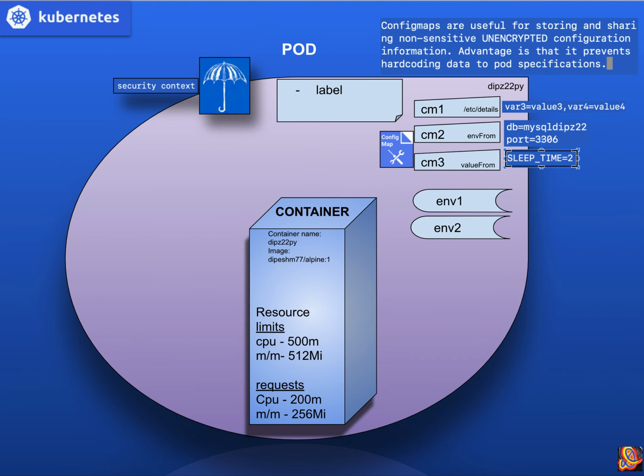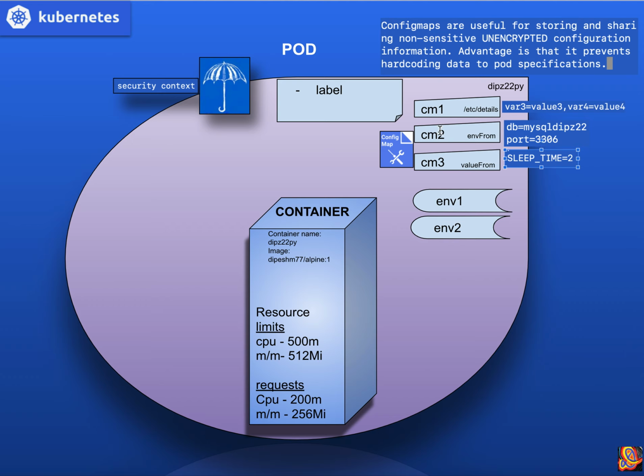The next topic is, now I want to define the config map. So what is a config map? Config maps are useful for storing and sharing non-sensitive, unencrypted configuration information. The advantage is that it prevents hard coding data into pod specifications. There can be so much information, like the pod connects to a particular database string or a database name, and also on a particular specific port. All of that information can be captured in the config map. The advantage is that it prevents you from hard coding data into pod specifications. Okay, so let us create the config map.